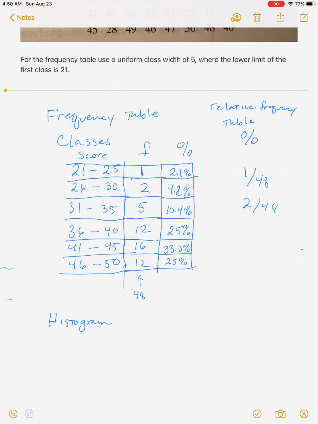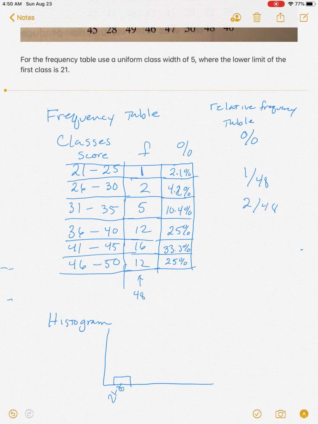And so the way our book does it, I was flipping in the back to make sure I was going to do it right. They're going to say, hey, this is 21 to 25. And they're going to draw a bar graph up the height of 1.